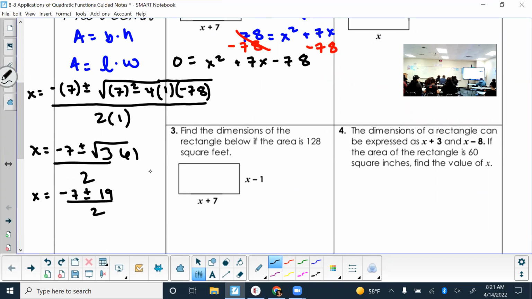All right, and then we need to solve for both cases. I'll put my answers over here. What's -7 plus 19? 12, and then what's 12 divided by 2? 6. And then what's -7 minus 19?